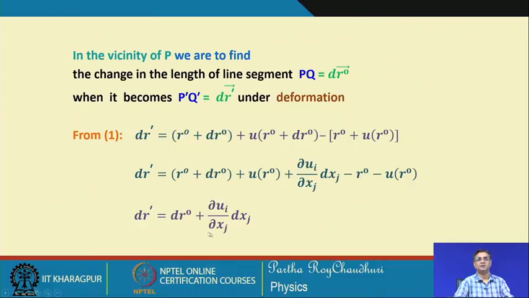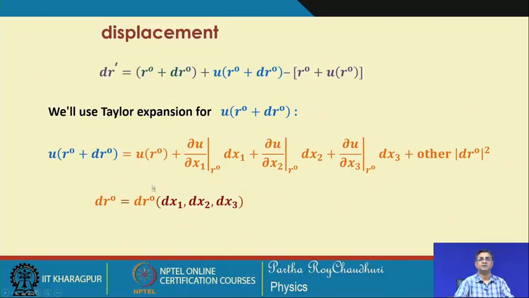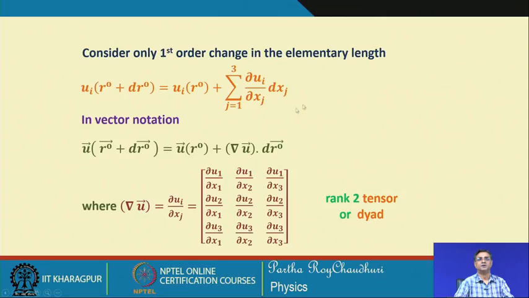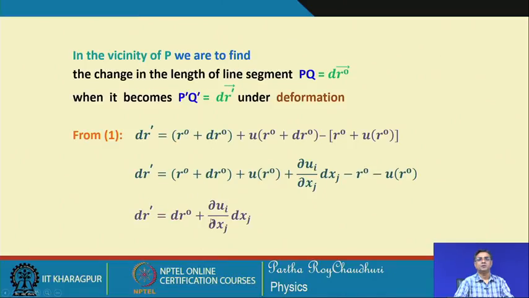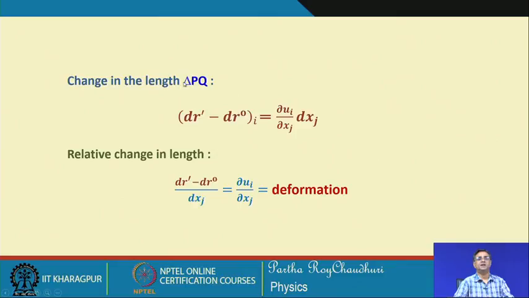Therefore, d r dash can be written as d r 0 plus del u i del x j d x j. This also we have seen here. Now, the change in the length P Q, that is P dash Q dash minus P Q, will be d r dash minus d r 0. Therefore, in a compact notation we can write that this is equal to del u i del x j d x j. So, this is the change, and the change per unit length we will define as the strain.